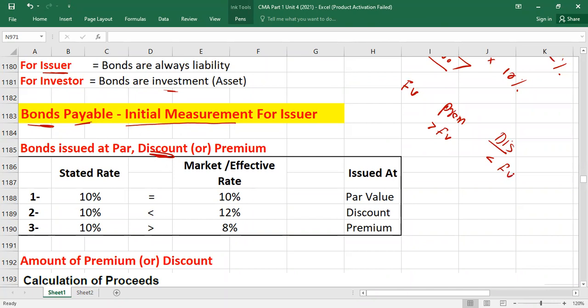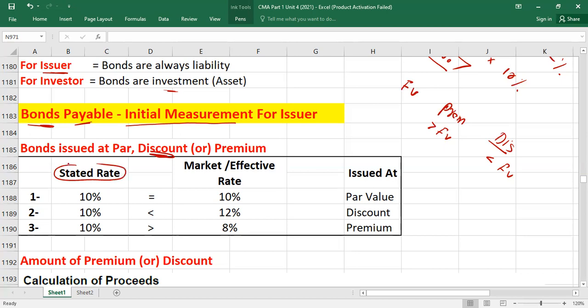Understood how this decision is taken? And this working you are doing at the date of issuance or close to the issuance date. We assume here we are doing it at the date of issuance. So what do we have to do to take this decision? Should these bonds be issued at par, premium, or discount? First we have to compare two things. We need to compare the stated rate first.